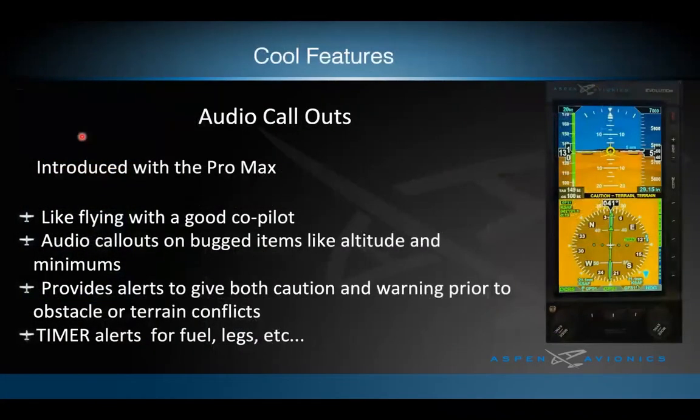Next cool feature introduced with the ProMax system: audio callouts. This is like flying with a really good co-pilot. So now Aspen's your co-pilot. When you bug an altitude, for instance, over here I have 7,000 feet bugged. When I'm climbing to or descending to 7,000 feet, depending on my rate of climb or descent, a few hundred feet prior, I hear the word altitude in my headset. That's my cue to look here at my altimeter, see where I'm at, to make sure I'm ready to level off. Once I'm at 7,000 feet, I'm going to hear the word altitude again.